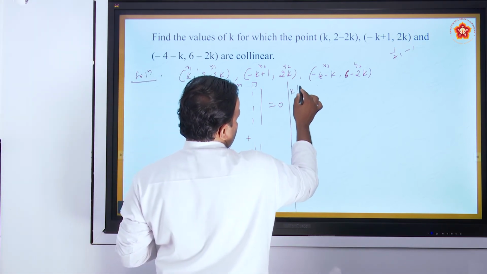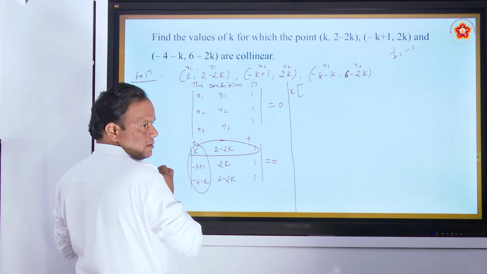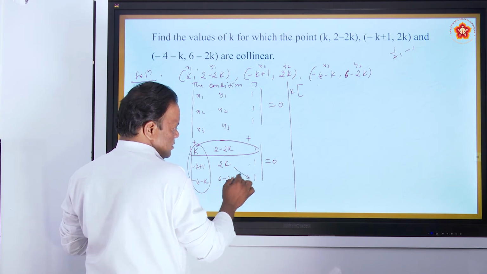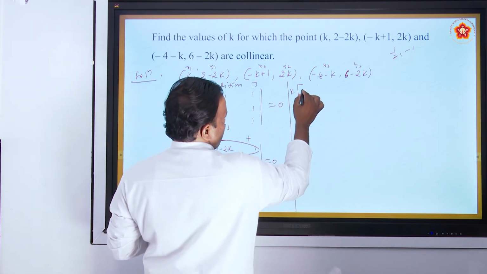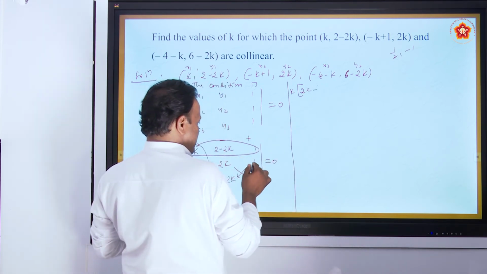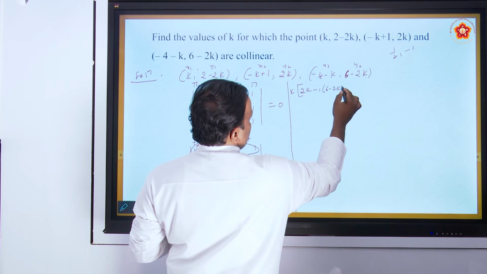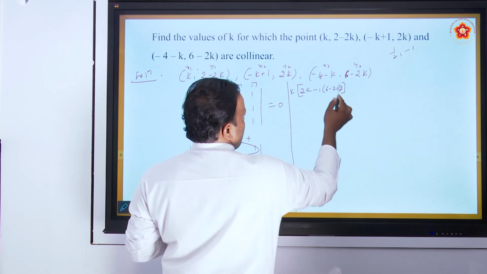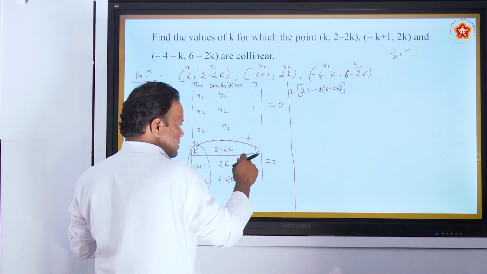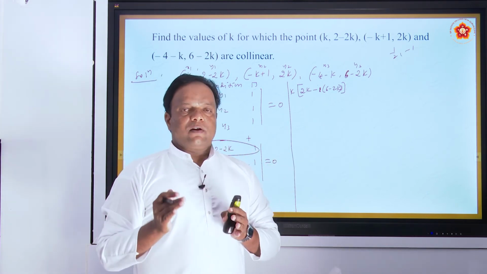So k into bracket is plus k. The column and row containing k you have to eliminate. What is remaining? 2k, 1, 6 minus 2k, 1. Then cross multiply: first here, 2k into 1, 2k. Minus: I use one more bracket here, 1 into 6 minus 2k, because the outside is a minus sign. Be careful expanding this one, because so many brackets you have to use here.